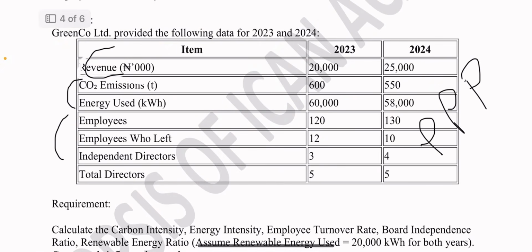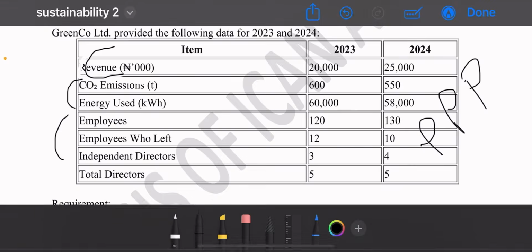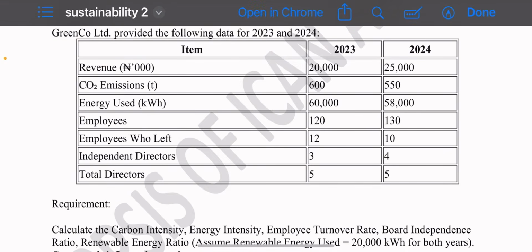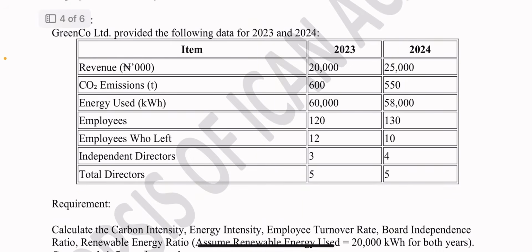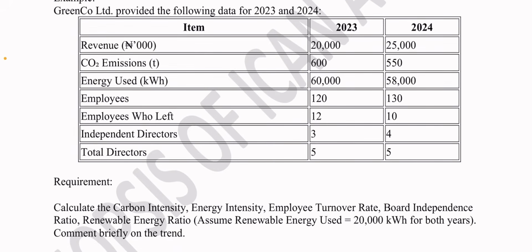So in this case now, we have all of that. We have everything. So we would now start looking at each of them one after the other. Let's clear this out so that we can have our question. All right, so we're good to go. Now you can see that they gave us the revenue, the carbon emissions, energy used, and then everything about the employees, directors, and all of that. So now they can tell you something like this that calculates, just like you have in normal financial statement analysis. They'll say evaluate profitability, liquidity, operational efficiency, long-term solvency, financial strength of a company, and so on.